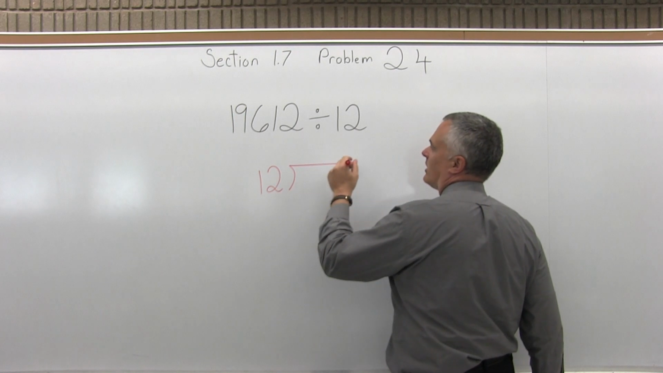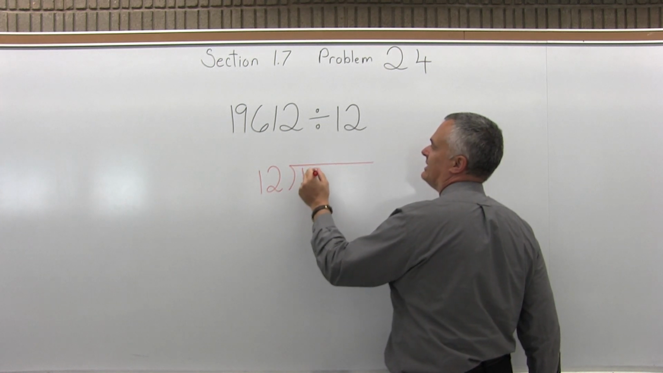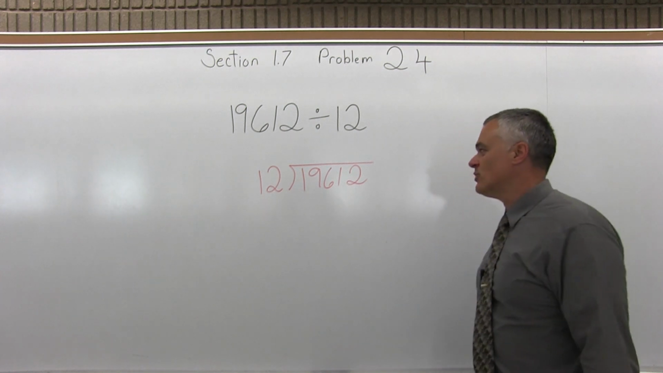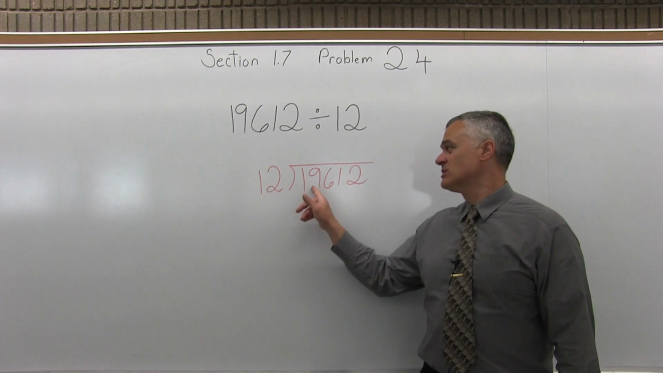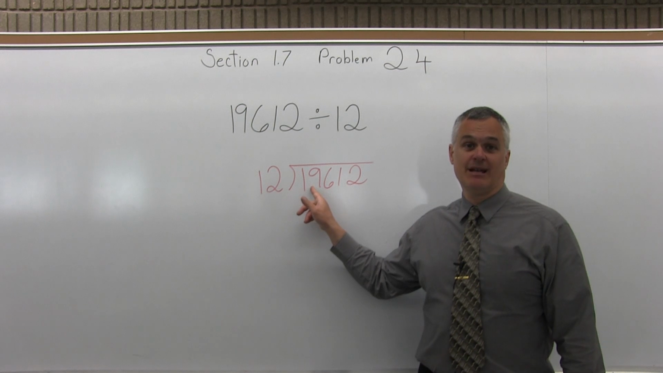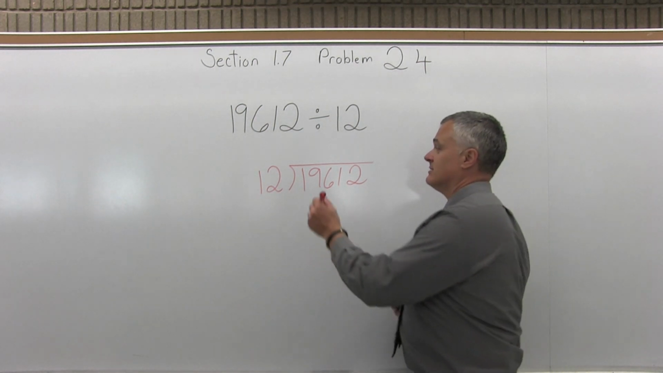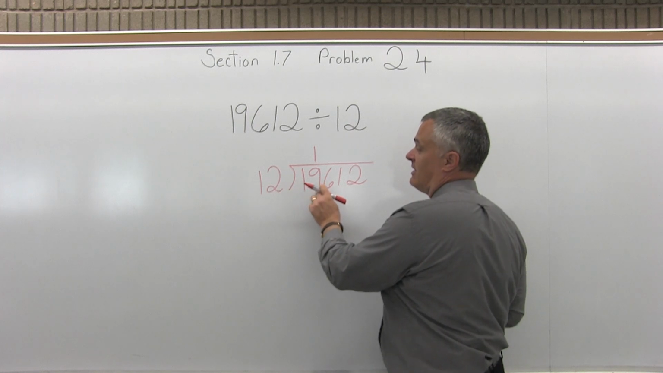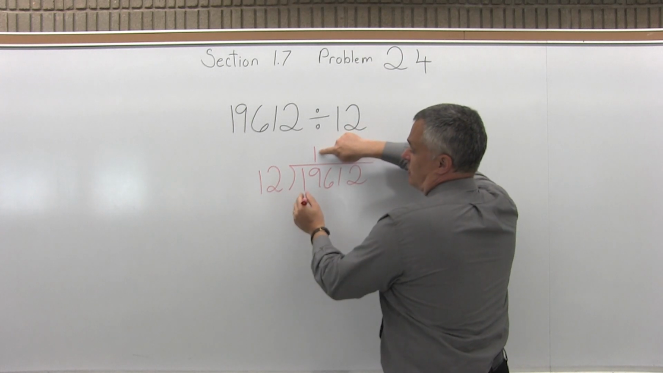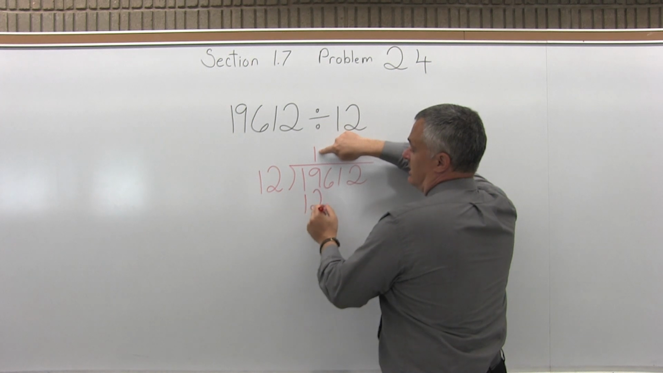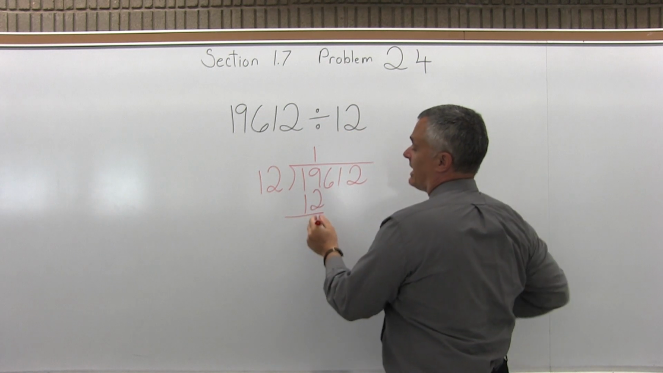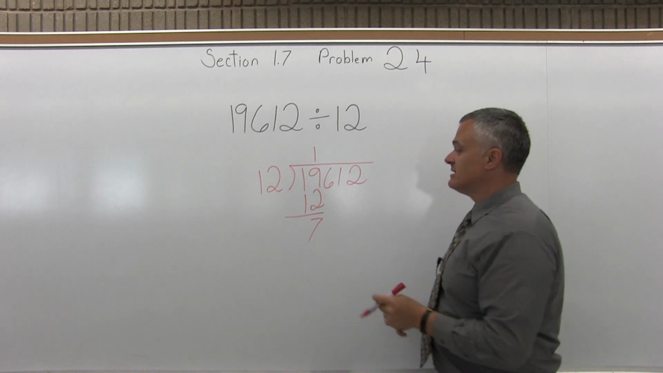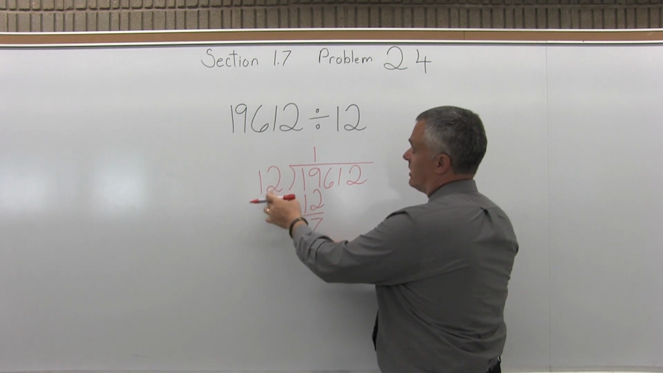You would want to write 12 goes into 19,612 how many times. And what you have to do is start off by asking yourself, 12 will go into 19 how many times? It fits in once. So I put a 1 above the 9 for 19, and then multiply 1 times 12. That will give me a 12. And then subtract 19 minus 12. 19 minus 12 is 7. And 7 is a good answer. It's smaller than 12. So now we proceed.